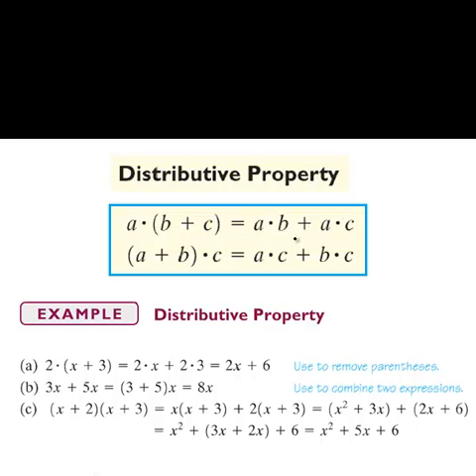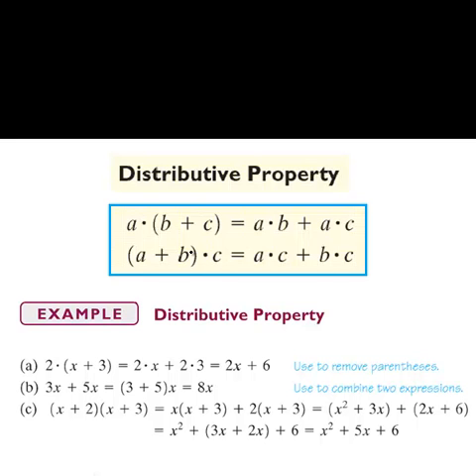In other words, you would be distributing this multiplier a across the two numbers in the sum. You could also have the distributive property where your multiplier is on the right, outside of the parentheses.